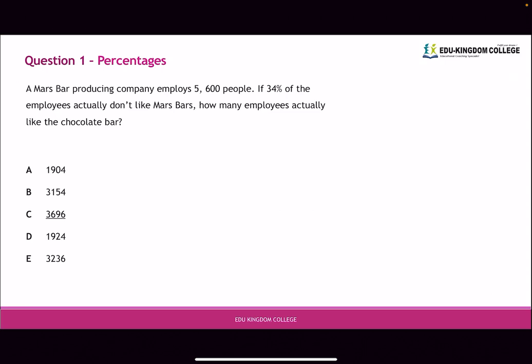Now let's move on to some questions. If a Mars bar producing company employs 5,600 people, and if 34% of the employees don't like Mars bars, how many employees actually like the chocolate bar? We know 34% don't like it, which means that 100 minus 34 equals 66. So 66% of the people actually like it. So 66% is just 66 over 100, so it's 56 times 66.